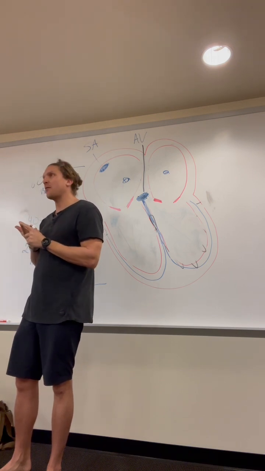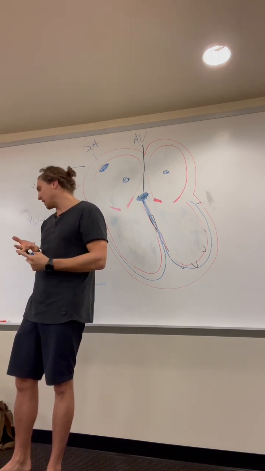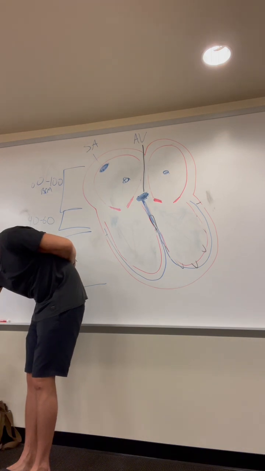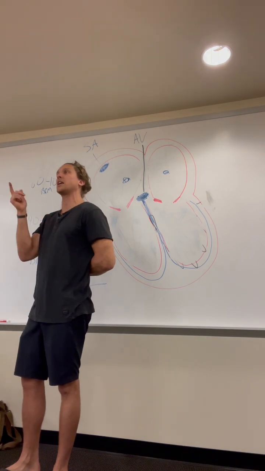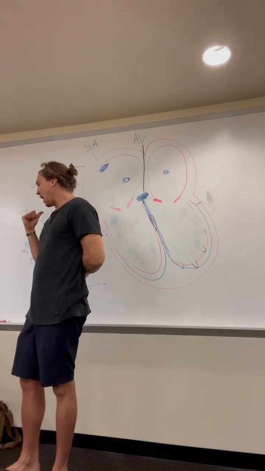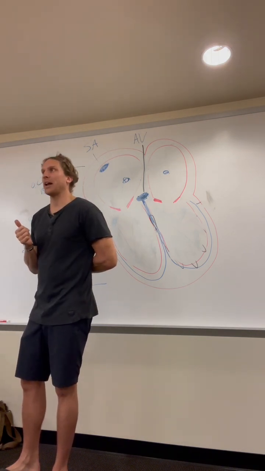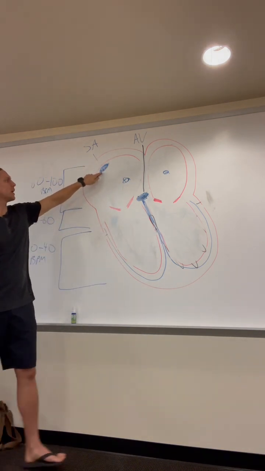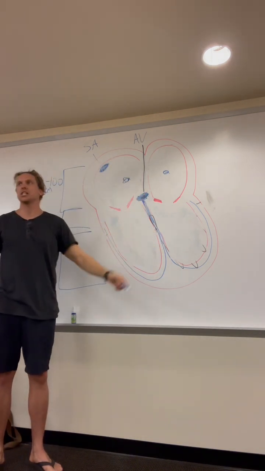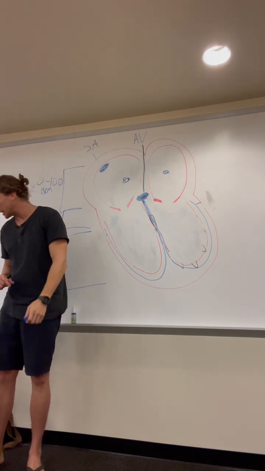Rhythm: is there a P for every QRS and a QRS for every P? So start with that first QRS complex. So P, QRS, T, P, QRS, T, P, QRS, T. Yes, there's a P for every QRS and a QRS for every P. QRS: is it wide or narrow? It's a narrow QRS. So I know this heart rate came from up here and went through the normal conduction system because it's a narrow QRS.